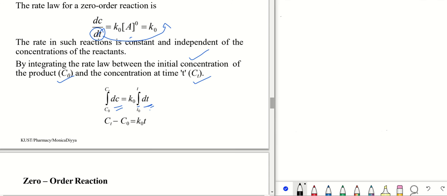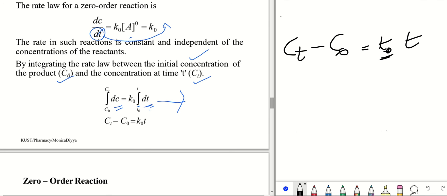So the initial time interval, initial concentration, and the concentration after a particular time interval. In order to put this as a linear equation, Ct, I mean the concentration at that particular time interval, minus C naught is equal to K naught into T. This represents a zero order rate constant.